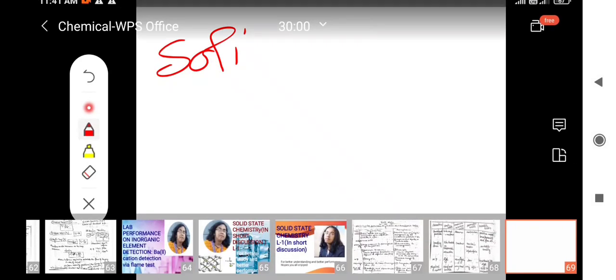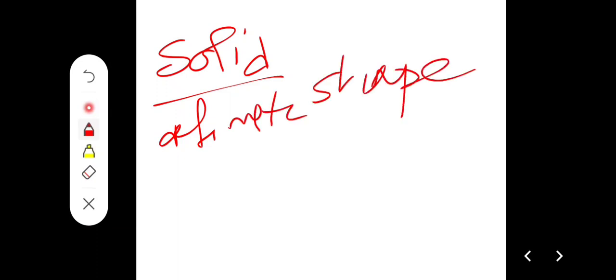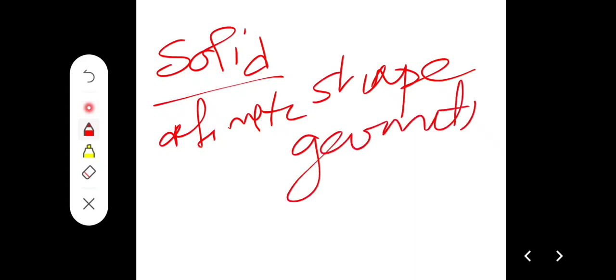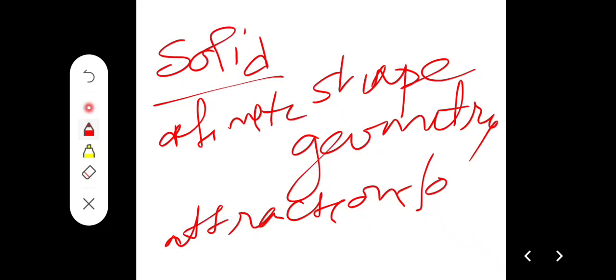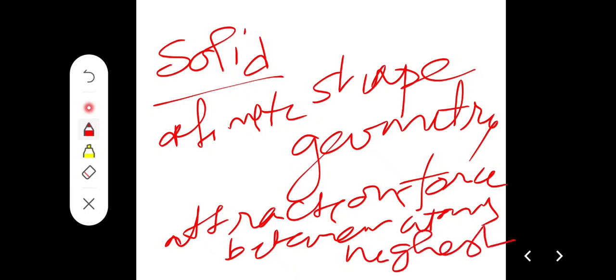Now we come to solid. Solid has definite shape, geometry, and their attraction force between atoms and or molecules should be highest. Okay.